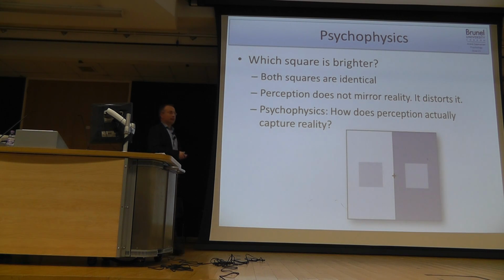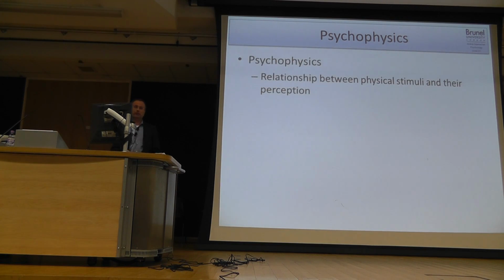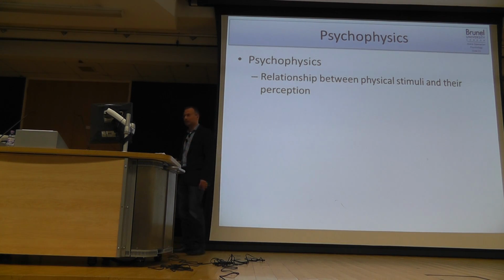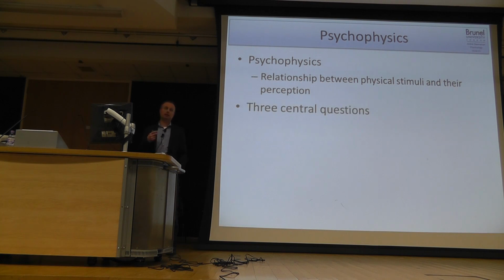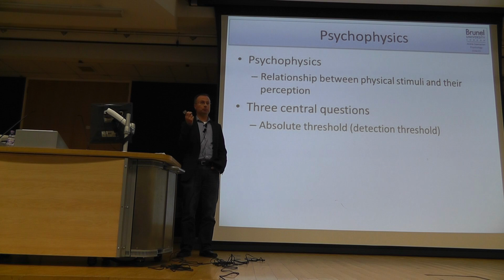Now, the area of psychophysics, as we spoke about last week, asks how perception actually captures reality on a very low level. So it's the relationship between physical stimuli and our personal perception of them. And there are three central questions in this area. The question of absolute threshold or detection threshold: how strong must the stimulus be so that I can detect it in the first place?